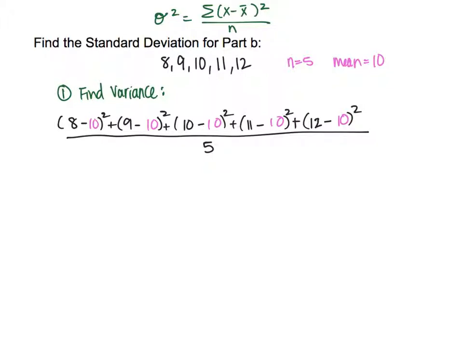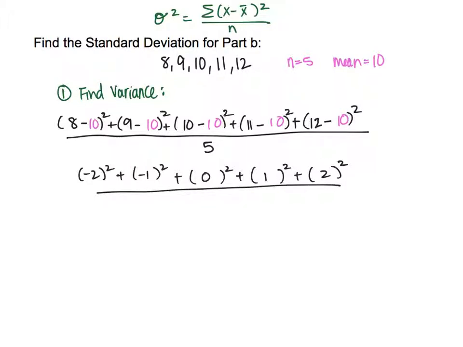And so from here, I'm going to now simplify. So 8 minus 10 is negative 2 squared. 9 minus 10 is negative 1 squared. 10 minus 10 is 0. 11 minus 10 is 1. 12 minus 10 is 2. It's over 5. Okay, so negative 2 squared is 4. Negative 1 squared is 1. 0 squared is 0. 1 squared is 1. 2 squared is 4. So this is my numerator divided by 5.